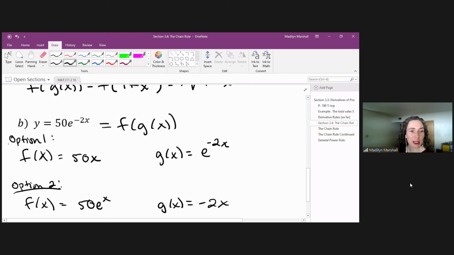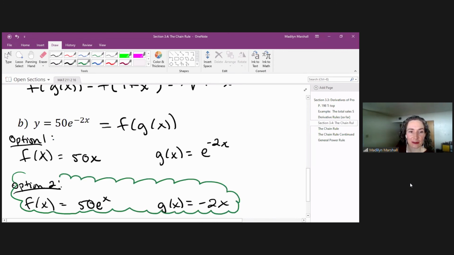It is possible when we're doing these decompositions, that's what this is called, that there's more than one possibility. I actually want to highlight this second one because when we are using the chain rule, which is what we're about to do, this one is going to be easier. Our goal is to get simpler functions which we know how to take the derivative of, and both of these are things that we know how to take the derivative of.